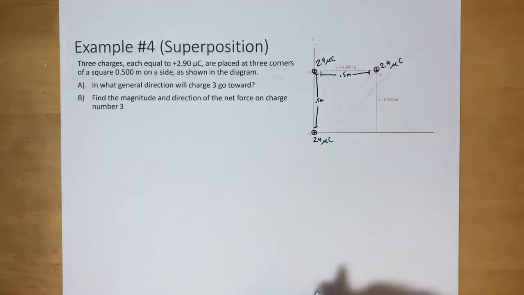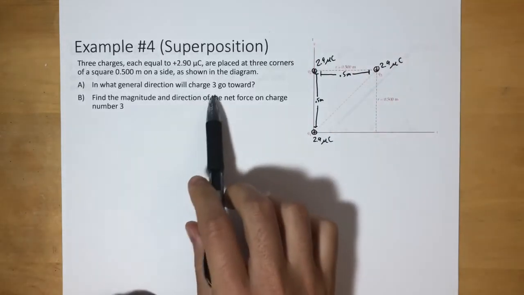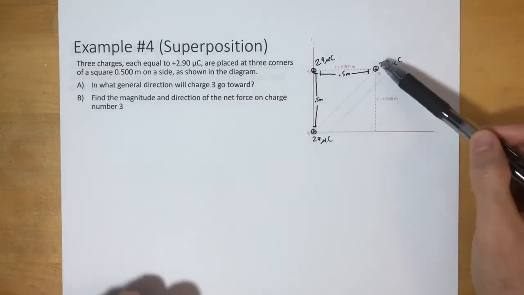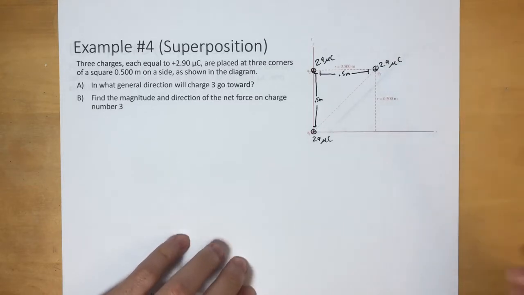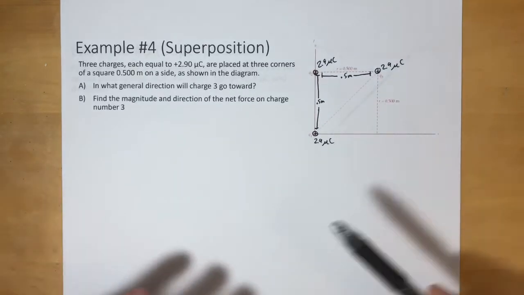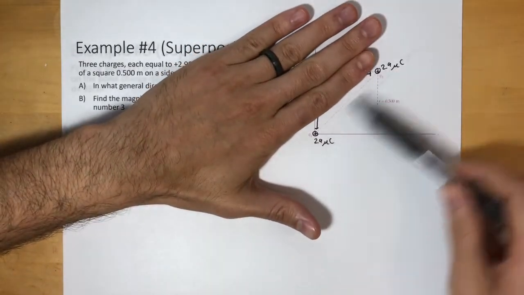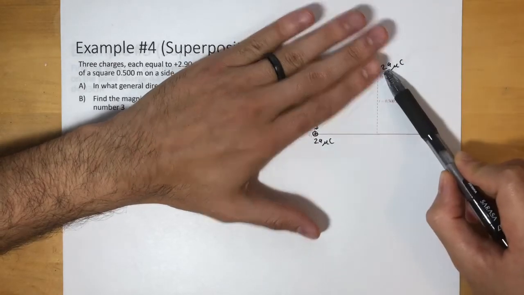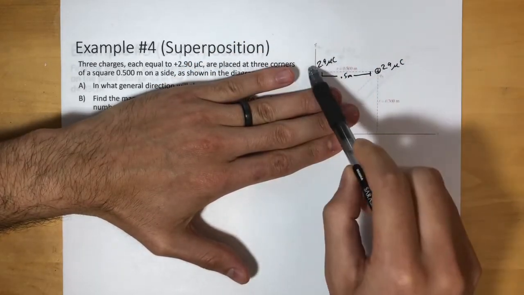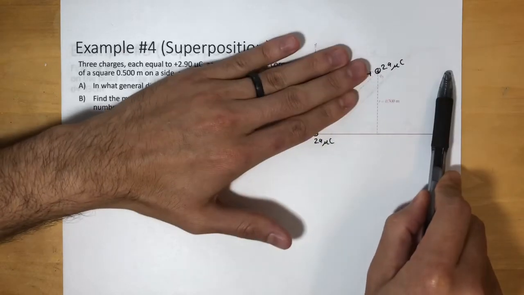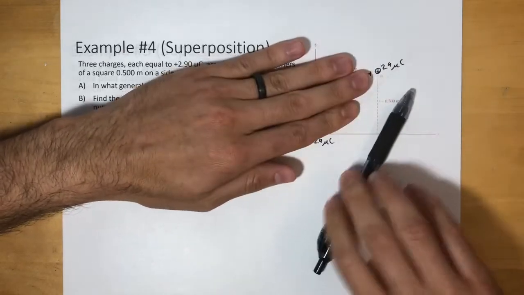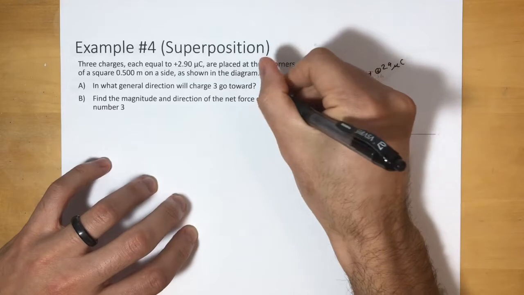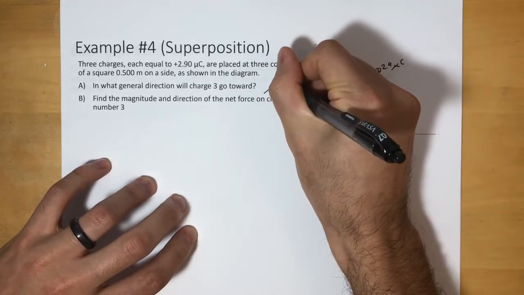Okay. Now what we want to do, in what general direction will charge 3 go? So this is charge 1, charge 2, and charge 3. When we think about this, we want to think of a few things. If we were to just look at these two here, this charge would push this charge up this way because they want to repel. If we were to just look at this one and this one here, this charge would push this charge to the right. So the general direction that this is going to be going in is northeast. So we know it's going to go somewhere in that general direction. I could put northeast, or I'm just going to draw an arrow like this.